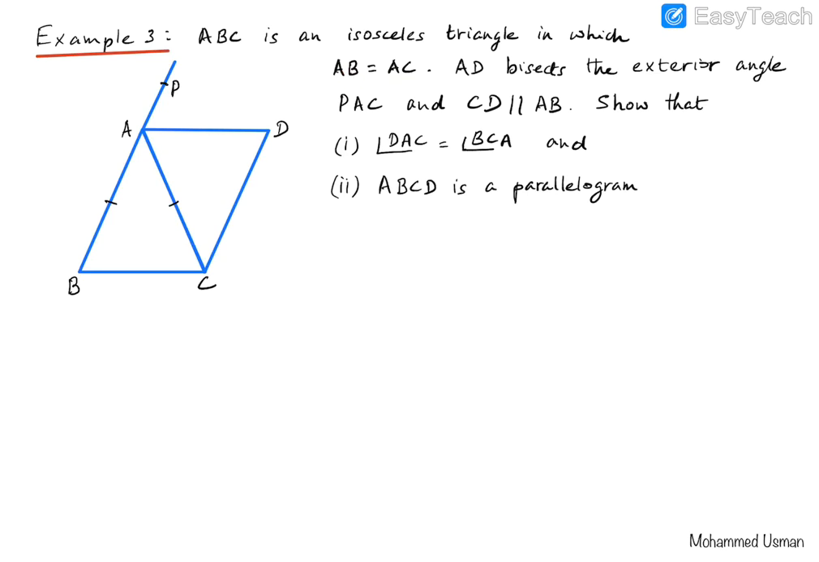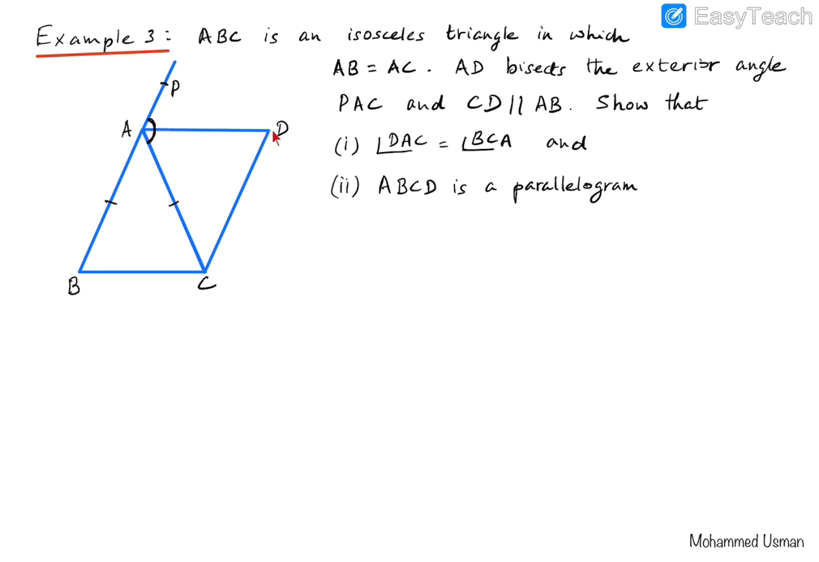And then we are shown some extension of this triangle. The side AB of the triangle is extended upward further to the point P, and there is another line AD which is bisecting this angle PAC. So there is an angle PAC, which is this whole angle here formed on this extension. The angle formed between the extension of AB, that is AP, and the side AC, that angle is PAC.